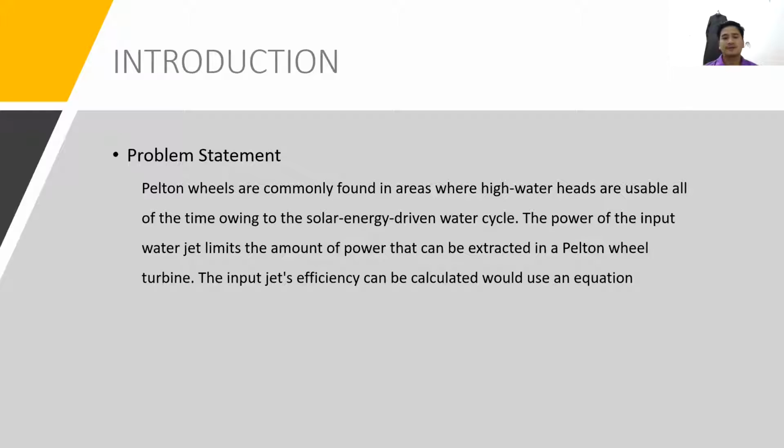Next, for the problem statement, Pelton wheels are commonly found in areas where high water heads are usable all of the time, owing to the solar energy driven water cycle. The power of the input water jet limits the amount of power that can be extracted in a Pelton wheel turbine. The input jet's efficiency can be calculated using an equation.